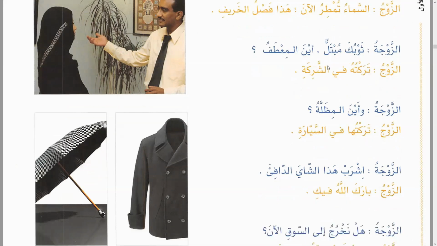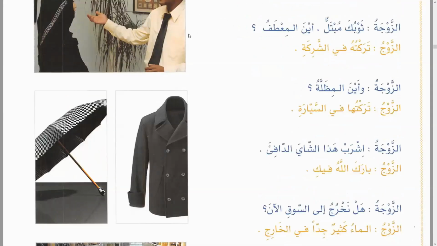Okay. So that's how we understand that we are saying hu. Now we are using feminine, right? So we should write taraktuha. See, that's what he's saying in the next sentence. Where's the umbrella? تركتها في السيارة. I left it in the car. I left it in the company.